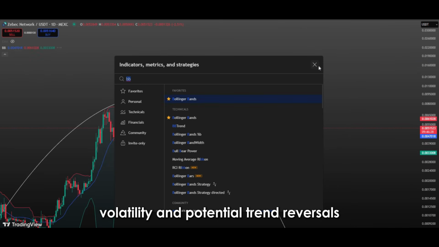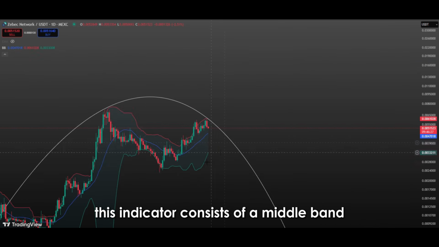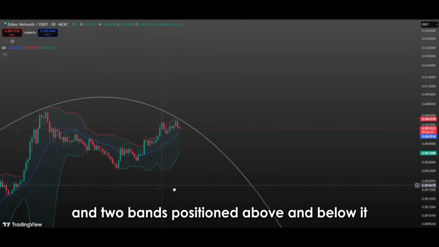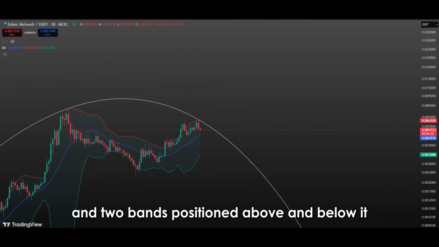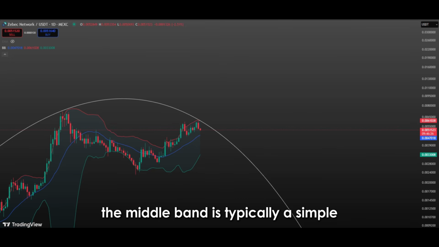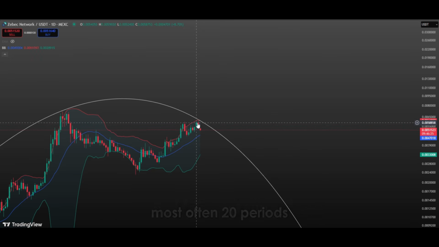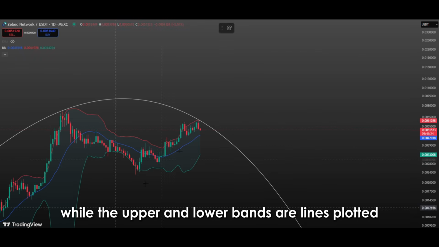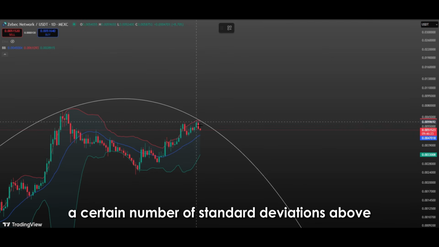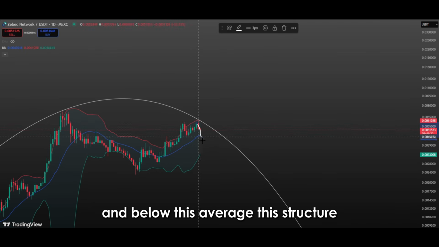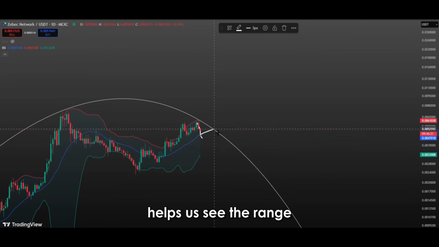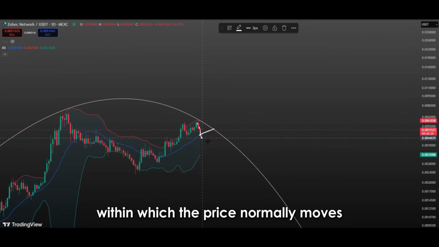potential trend reversals. This indicator consists of a middle band and two bands positioned above and below it. The middle band is typically a simple moving average of a specific period, most often 20 periods, while the upper and lower bands are lines plotted a certain number of standard deviations above and below this average. This structure helps us see the range within which the price normally moves.